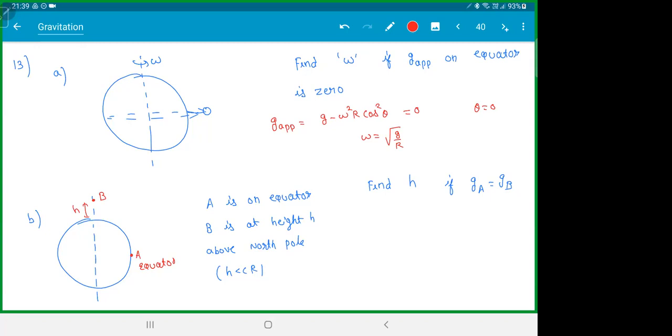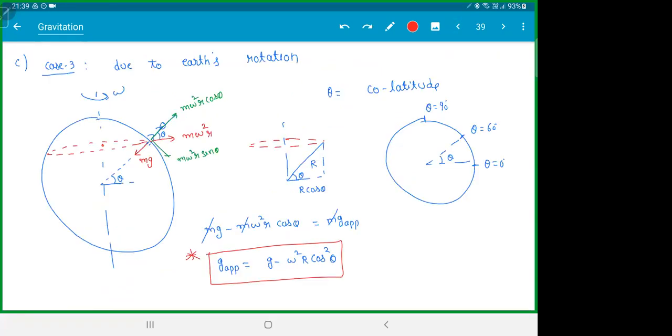What will you do for the second part? Try that. Why is there cos square theta? Because there are two cos thetas. You're not listening when I was deriving it. M omega square r, where r is r cos theta. But the centrifugal force is not towards the center. Centrifugal force is this way, mg is this way. So the component of the centrifugal force gives one more cos theta. There are two cos thetas, one because of radius and one because of the component.